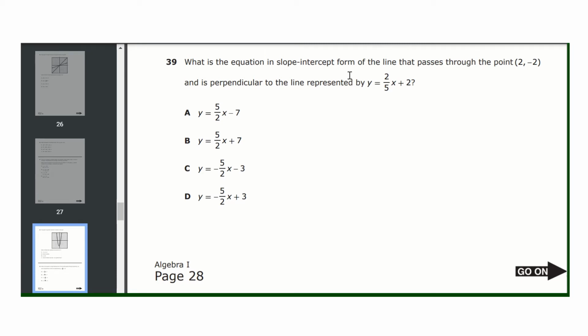Number 39. What is the equation in slope-intercept form of a line that passes through the point 2, negative 2 and is perpendicular to the line represented by y equals 2/5 x plus 2? Is it A, y equals 5/2 x minus 7, B, y equals 5/2 x plus 7, C, y equals negative 5/2 x minus 3, or D, y equals negative 5/2 x plus 3?